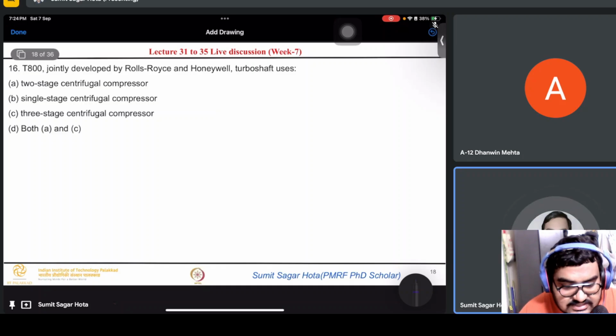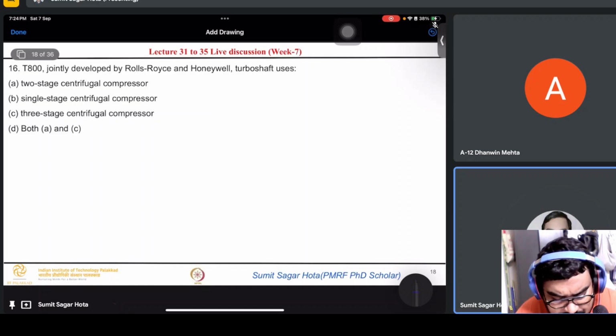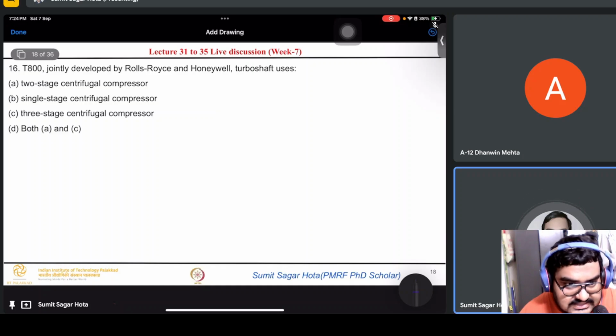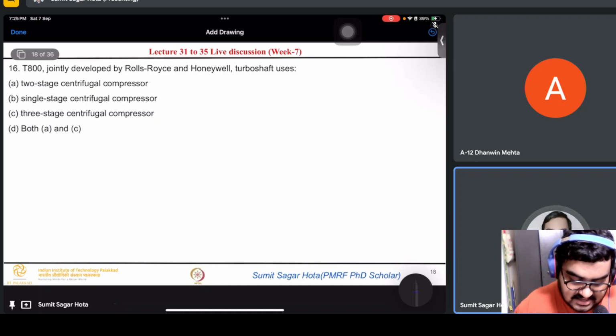So single stage obviously cannot be the case. Then why is this question asked? If the shaft is single stage, there will be multiple staging. This T800 is a little old engine, so that's the reason two staging is there, but nowadays three and even four stages are used. In T800 they used multiple staging in the centrifugal compressor for the first time. So A is the correct answer.